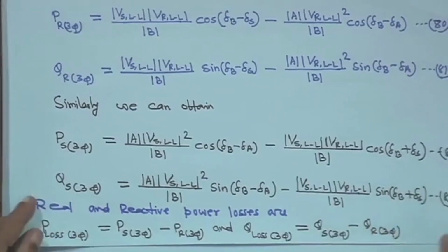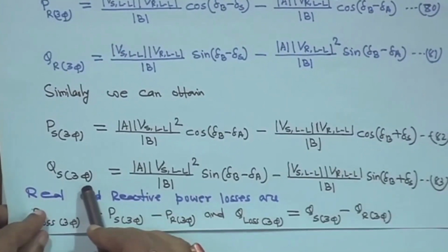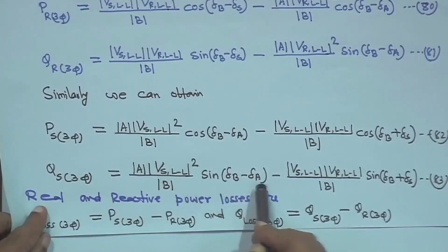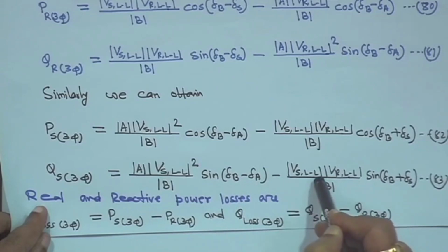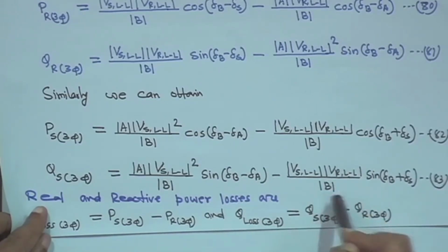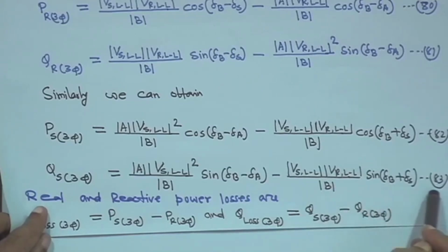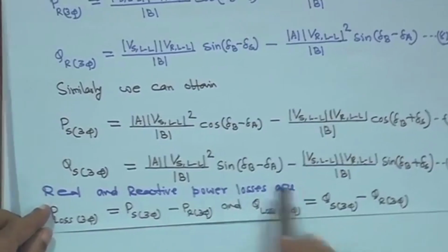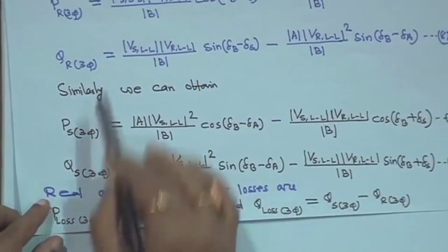This is equation 82. And similarly, Q s is equal to the 3 phase A V s L L square upon mod B sin(delta b minus delta a) minus V s line to line V r line to line, all magnitude, by B magnitude, sin(delta b plus delta s). This is equation 83.